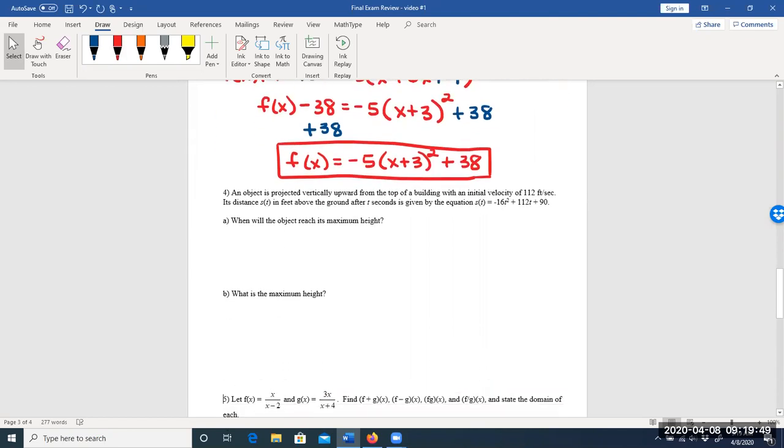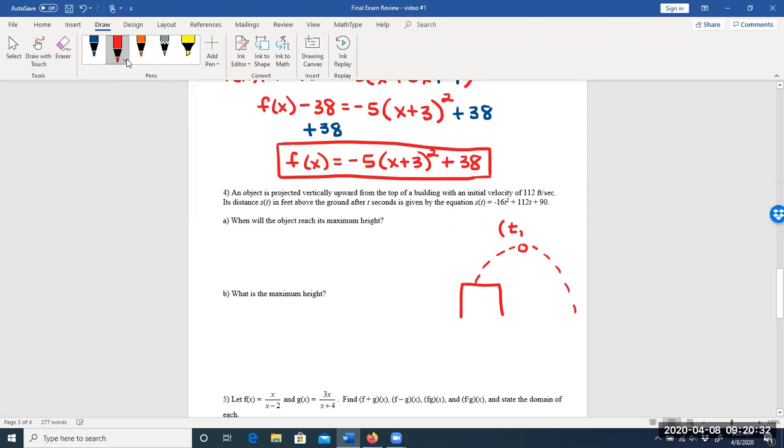So it says an object is projected vertically upward from the top of a building with an initial velocity of 112 feet per second. Its distance s of t in feet above the ground after t seconds is given by that equation. So we want to know, when will the object reach its maximum height and what is the maximum height? So here's my building here. And so you've got this object that is being projected. And so we want to know, when will the object reach its maximum height and what is the maximum height?